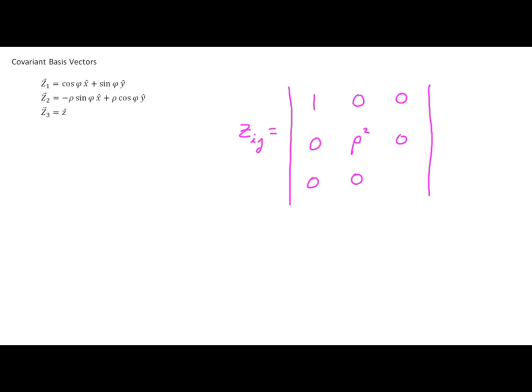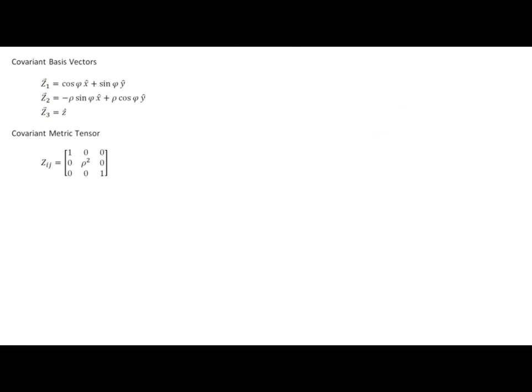And finally, we need the dot product of z3 with itself. That's easy. It's a unit vector dotted with itself, and that result is always 1. So this then is the covariant metric tensor for cylindrical polar coordinates. Now it shouldn't be any surprise to you that the results right here, these 4 entries, look a lot like plane polar coordinates if we had r instead of rho. And that's the case because cylindrical polar coordinates is really plane polar coordinates with this extra dimension down here.